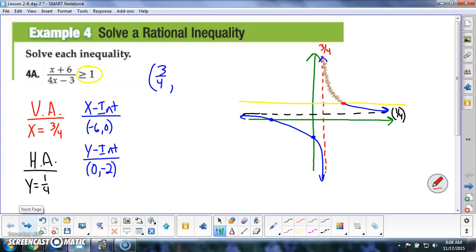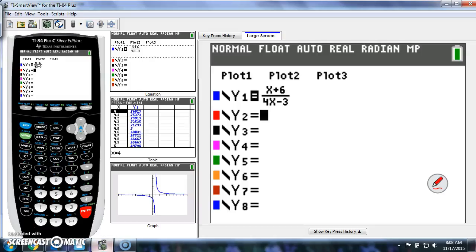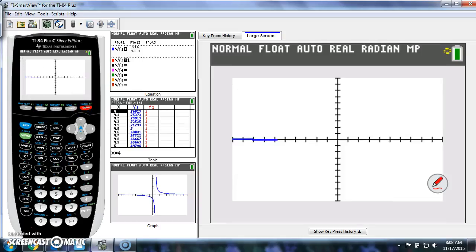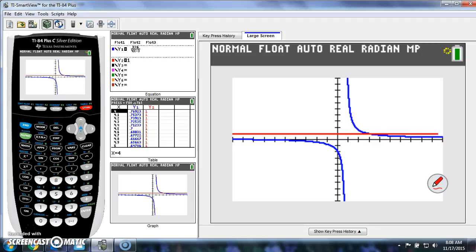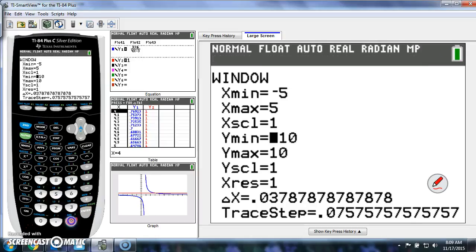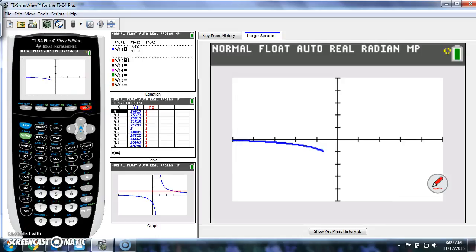To find that point, we'll use the graphing calculator. And you can see I've got the function entered, x plus 6 divided by 4x minus 3. I'm going to put a horizontal line at 1. And now I'm going to graph it. And here's the graph that we just drew. And here's the horizontal line at 1. We're going to need to find that intersection point. Let me zoom in a little bit to get a better picture of this. Okay, this will give us a little bit better idea.